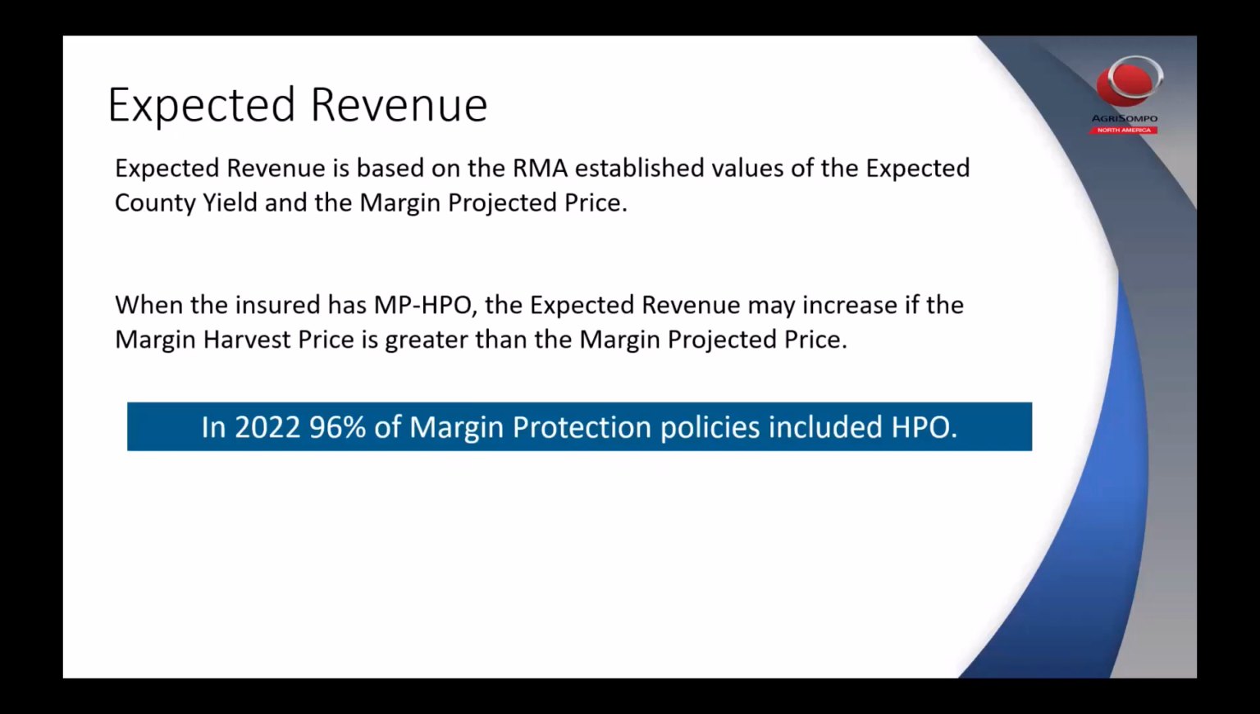What's unique with margin protection is that we're actually getting an earlier projected price discovery period. So versus using what you have in revenue protection, which is the futures during the month of February, we're actually in the discovery period right now in August, September for corn as an example. So that's how we're going to establish it. Now, the one thing to keep in mind too, if you take margin protection with the harvest price option, you get the greater of the margin protection projected price or the margin protection harvest price. And in 2022, 96% of the margin protection policies did include the harvest price option.